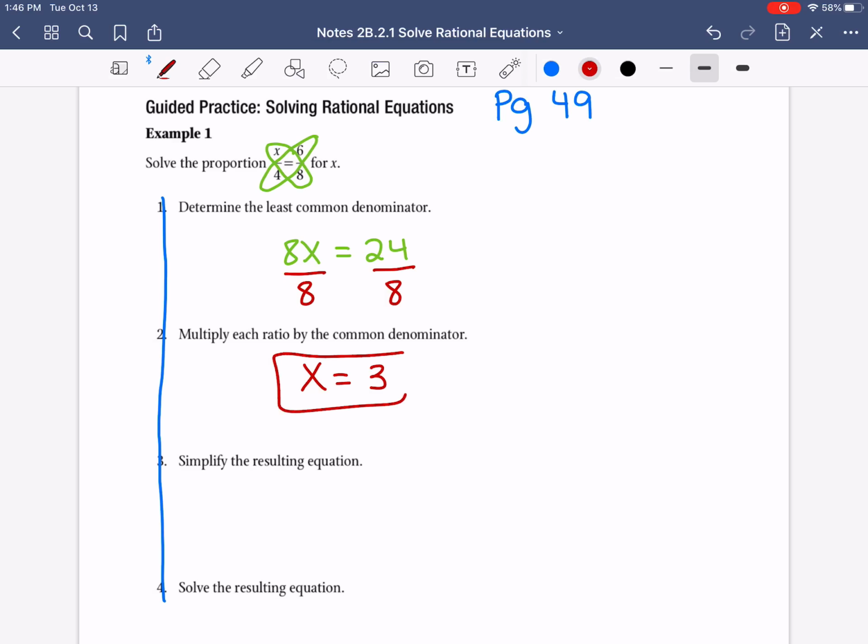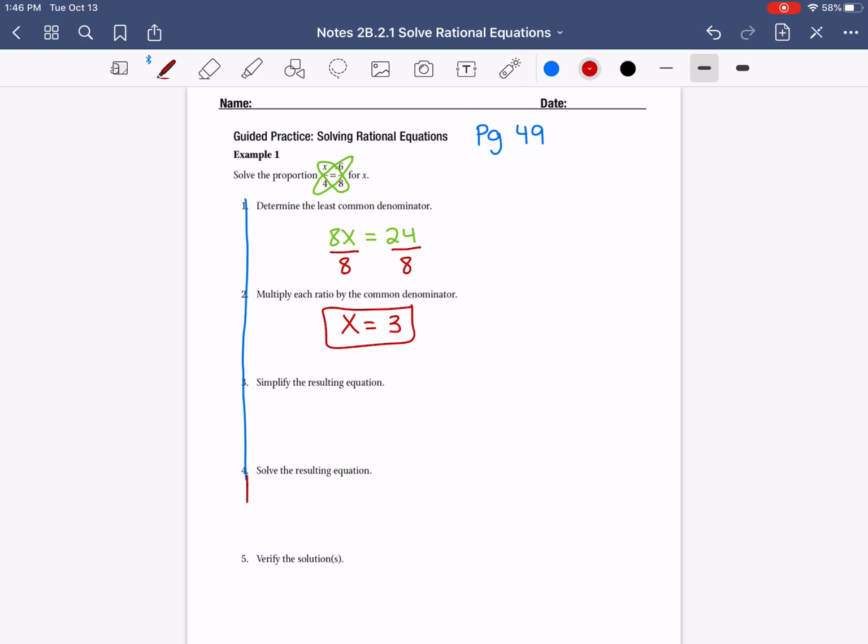You should double check your answer. Just make sure, is 3/4 equal to 6/8? Well, 3 times 2 is 6, 4 times 2 is 8. So it does work. Okay, so that's the only one. They have you verify the solution just to make sure that it works at the end.